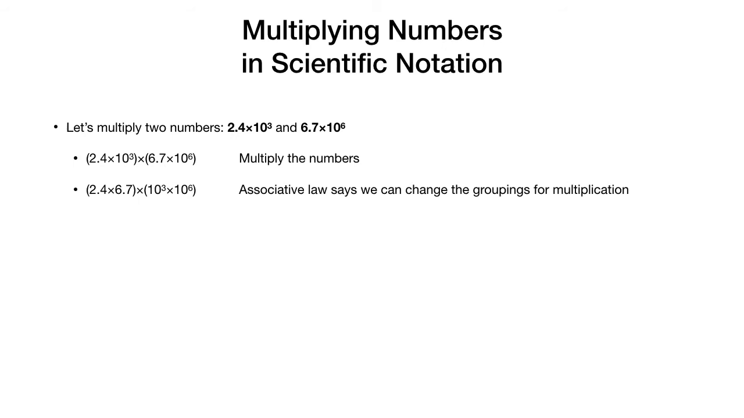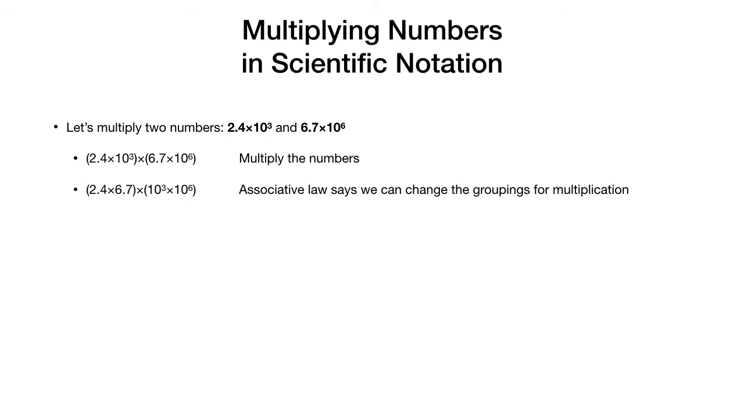It means that if we have a bunch of numbers that are multiplied together, we can change the way that we group those numbers. We can change the order that we multiply in. We can change which ones we multiply together first. And so here what we've done is we've moved the significands together, and we've moved the base and exponents together. So you can see on the left, the two significands are being multiplied by each other, and on the right, the two base and powers are being multiplied together.